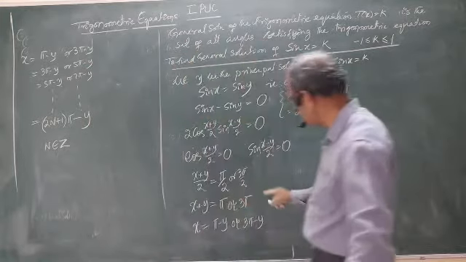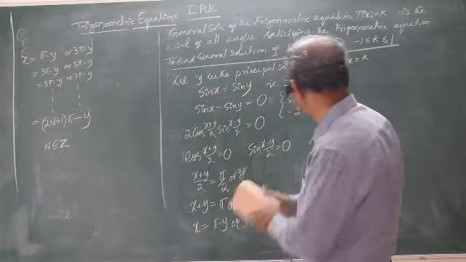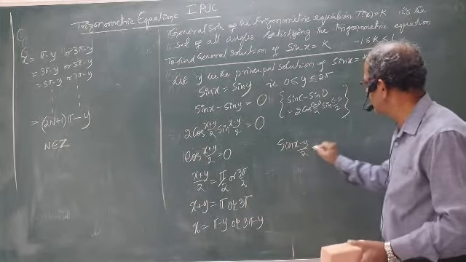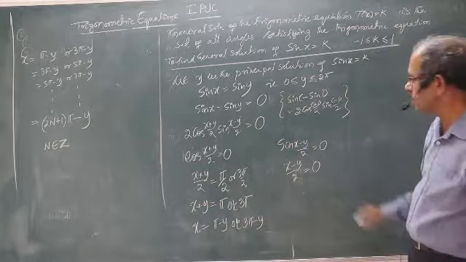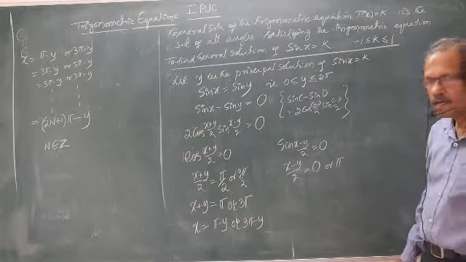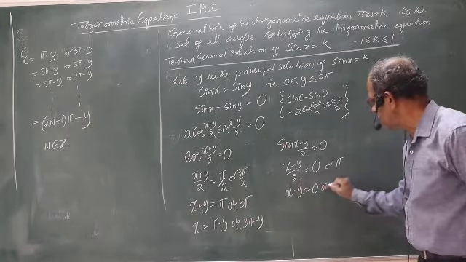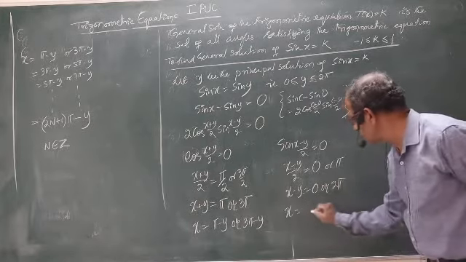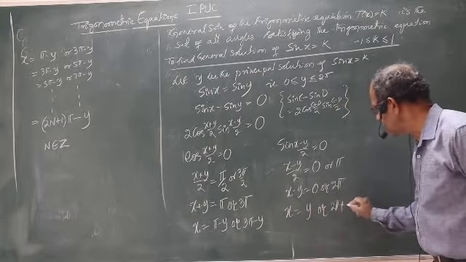Remember, here what happened. Stopped here, see. What about this one? Sin of (x minus y)/2 equal to 0. (x minus y)/2 should be equal to 0, because sin of 0 is 0. Or 180. Again there are two answers. x minus y is 0 or 2 pi. x equal to 0 plus y or 2 pi plus y.